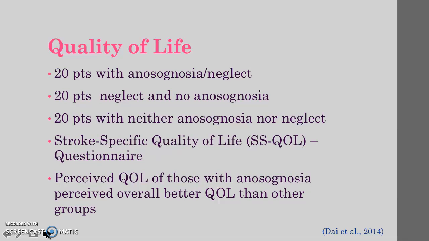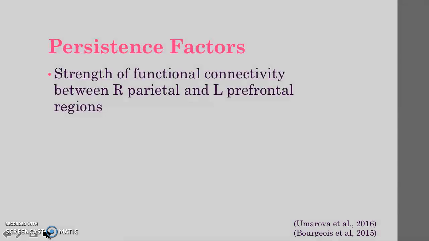The patients with neglect who were aware of their deficits in this study reported an overall lower quality of life. Spatial neglect either spontaneously resolves or persists post-stroke. Neglect is also believed to persist due to an imbalance of connectivity between hemispheres. Several researchers have found that persistent factors include the strength of functional connectivity between the right parietal and left prefrontal regions.